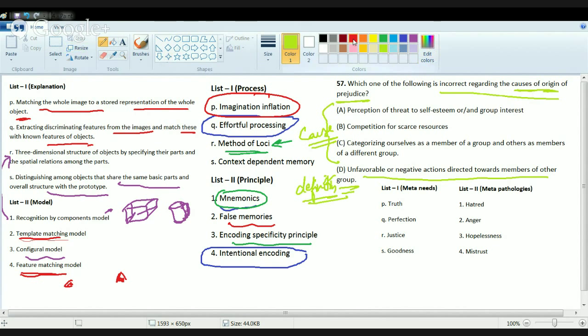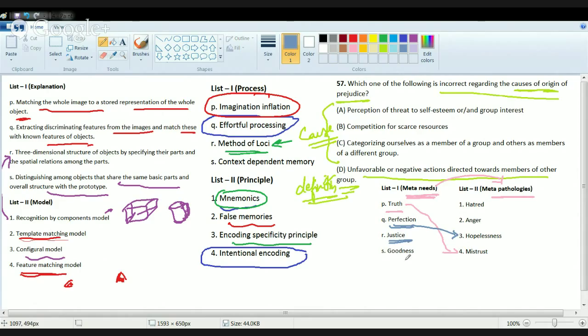The next question, you have a list of meta needs and metapathology. Meta needs are something you need to do, and failure to do that leads to metapathology. For example, I like to speak truth, but if I'm not able to speak truth, people will develop mistrust with me. I like to do things with high perfection, but if I'm not able to, I would feel about myself that I am hopeless, that I cannot do these things properly.